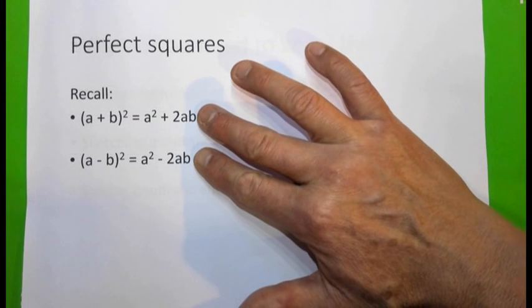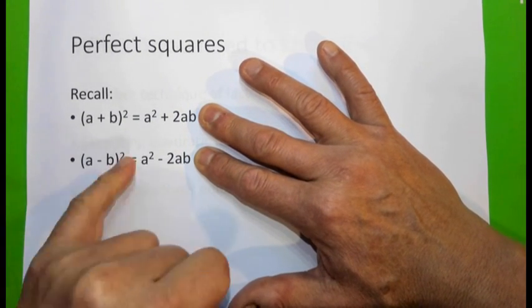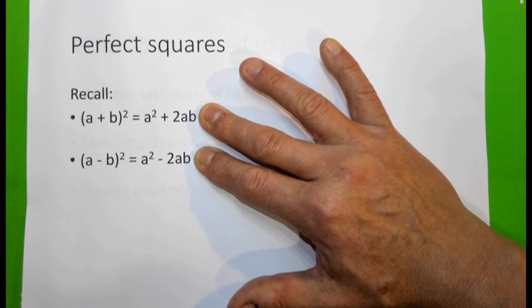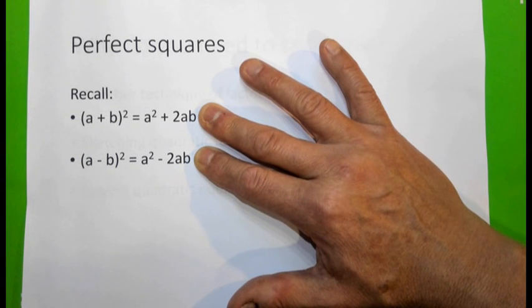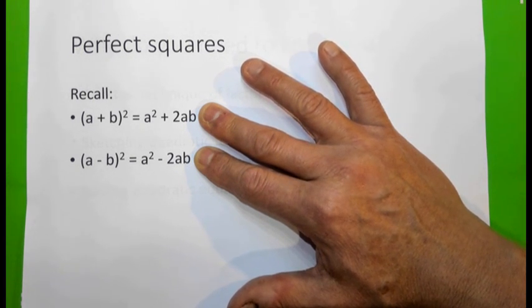Now, what if you're not given b squared? You're just given a squared plus 2ab or a squared minus 2ab. How do you factorize it? What I'm going to show you is actually a method called completing the square. Let's first learn how to complete the square, then we'll do factorization by completing the square.